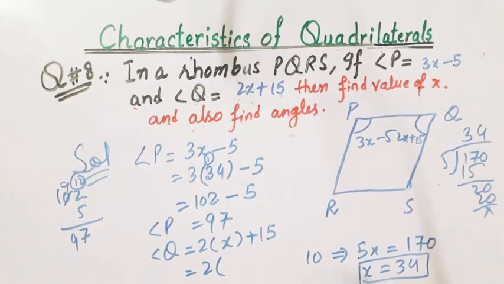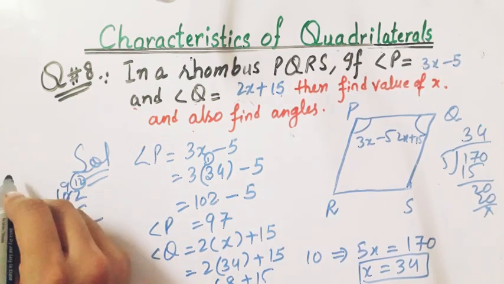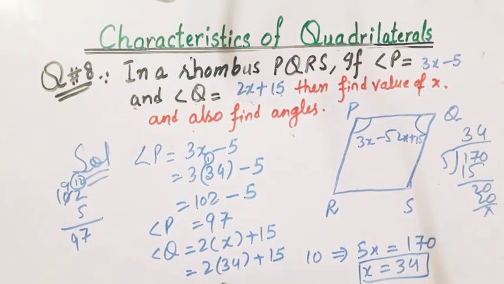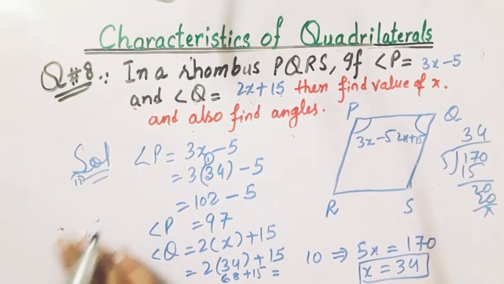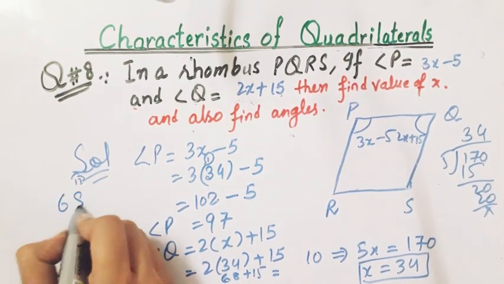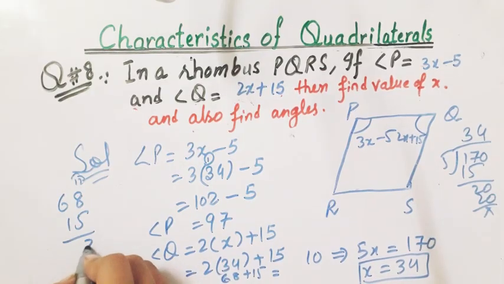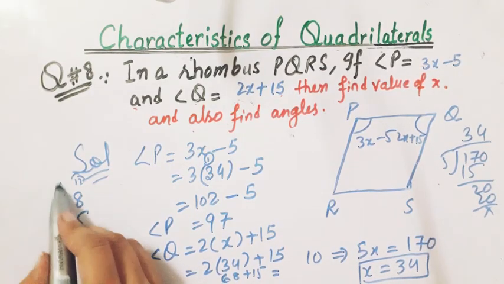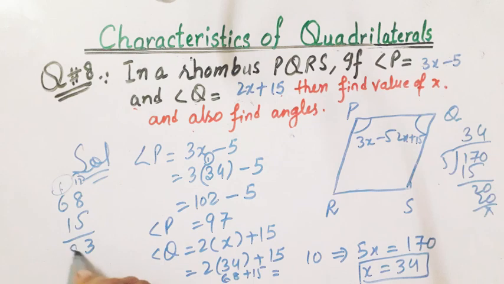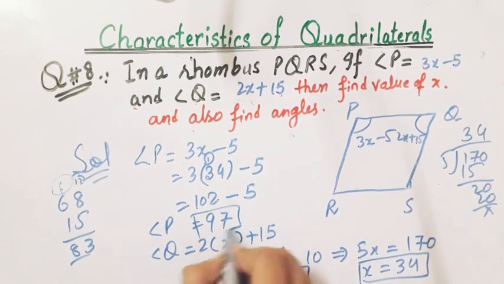So 2 into x, 34, plus 15. So this is 68 plus 15. Add both of them: 8 plus 5 is 13, 6 plus 1 is 7, and 8, 83. So this angle is 83.